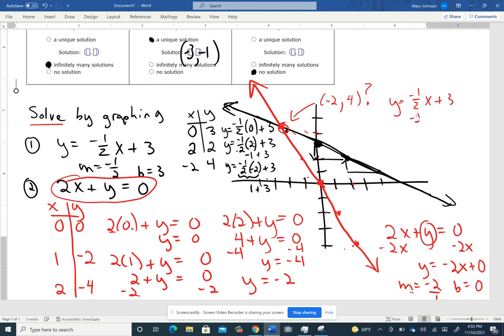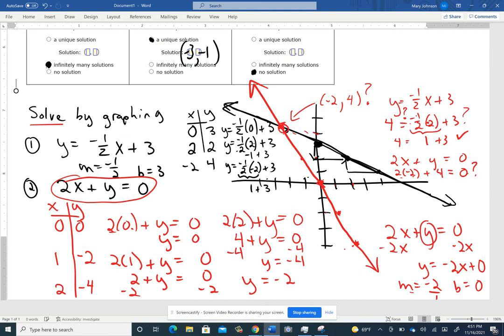So if I put a negative 2 in for x, okay, do I get the y to be 4? Negative 2, right? I'm putting in. So negative times a negative would be positive. That's 1 plus 3. So that point is on the first equation. That's true. And then I'm going to check the second equation, which is 2x plus y equals 0. If I put in a negative 2 for x and a 4 for y, do I get 0?